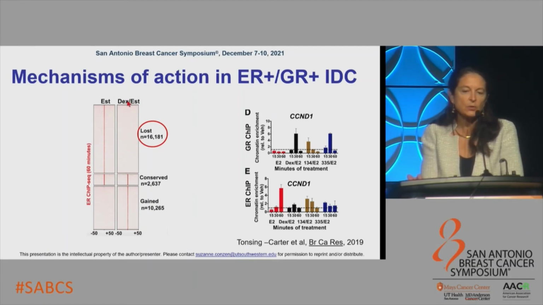And when you activate glucocorticoid receptor with dexamethasone, you lose a number of really important pro-proliferative binding sites on chromatin for the estrogen receptor. This is shown here in a paper from my lab by Eva Tonsing-Carter, where the cyclin D1 gene enhancer, arguably one of the most important pro-proliferative genes that ER affects, is actually occupied in the presence of GR and ER stimulation, such that when you look at ER ChIP, the occupancy by ER is gone when GR is activated. So GR is pushing ER off of chromatin, published in 2019 by our lab.